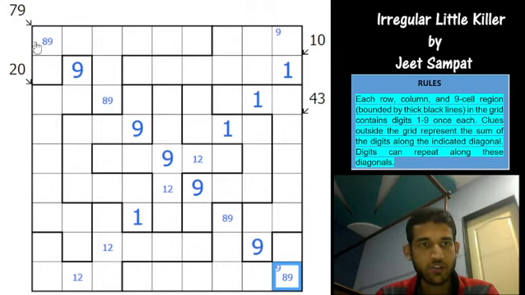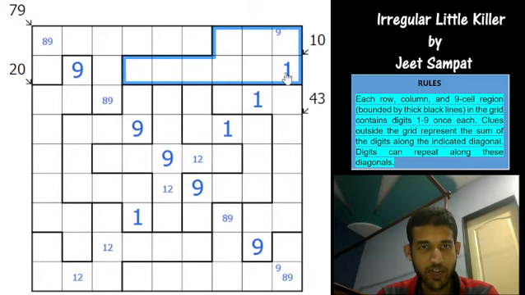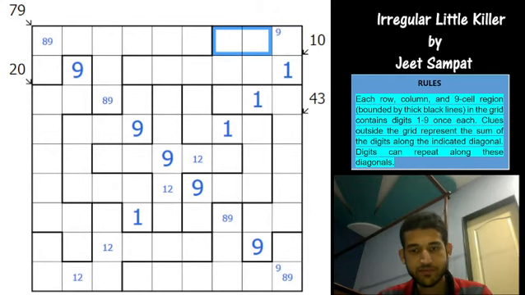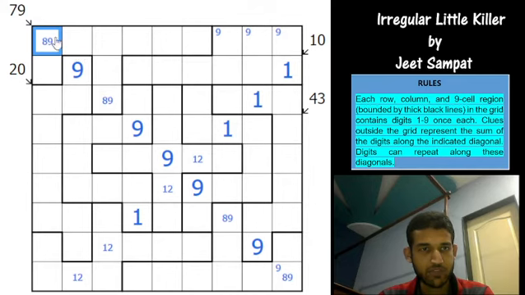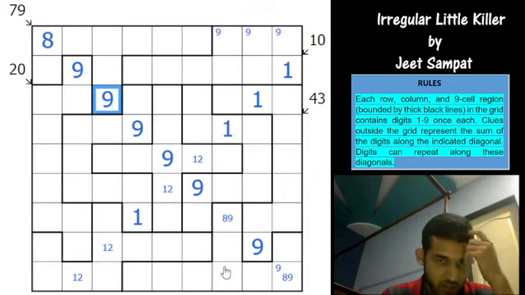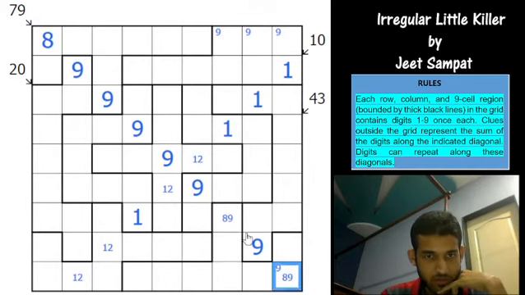Okay. So I found a way to resolve this 8-9 pair. You have a 9 here, which means for this L-shaped region, 9 goes in these 3 cells, right? And which means that you can resolve this 8-9 pair. So that is 8 and that is 9. So can we do something about this now?